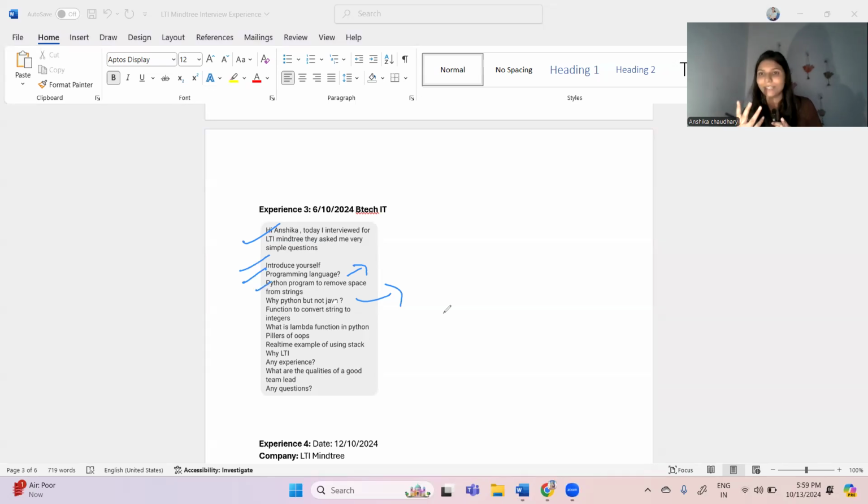There are four main programming languages: C, C++, Java, and Python. You should know the difference of each, right? Then the next question is functions to convert string to integer. Basically they asked you to write pseudo code for that, right? Then what is a lambda function in Python, pillars of OOPS, and a real-time example of using a stack. It can be a stack of plates or dishes, a stack of books, a stack of clothes, etc. Right?